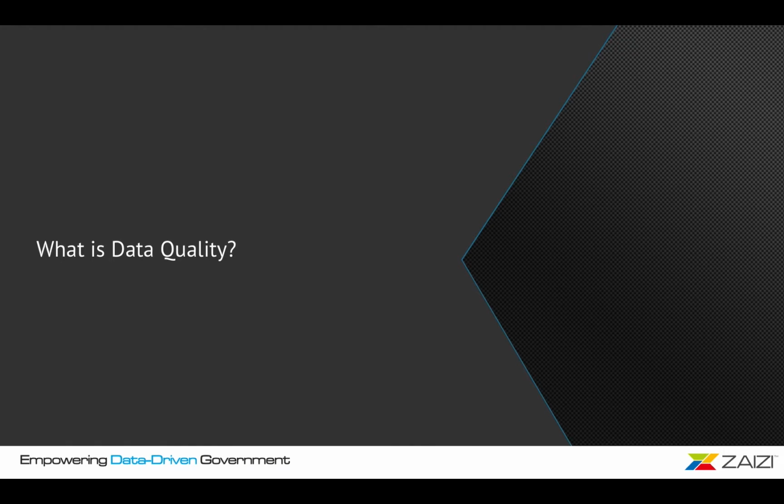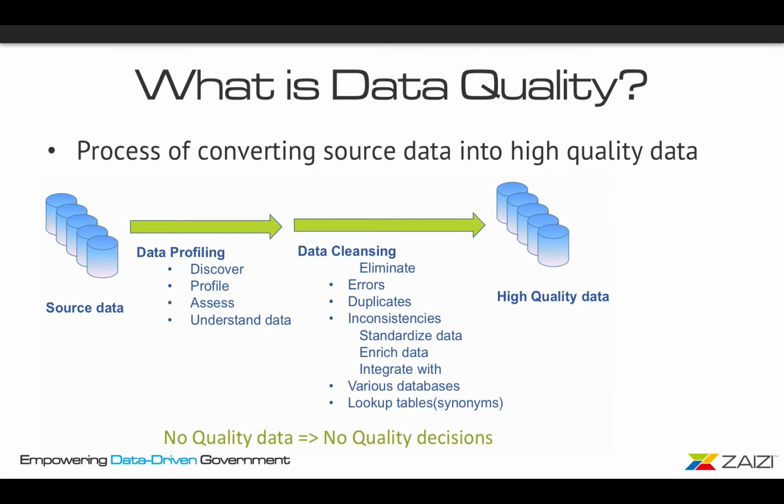What is data quality? Data quality is a process of converting source data into high quality data. The process has several steps. The first one is staging the data. Basically, you copy the data to a staging area where you will perform data profiling. The second step is data profiling. Data profiling helps you to discover, assess, and understand data.